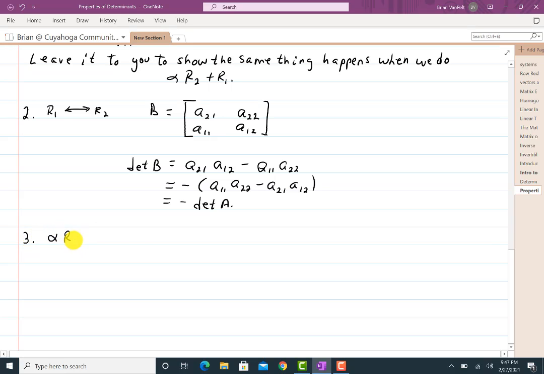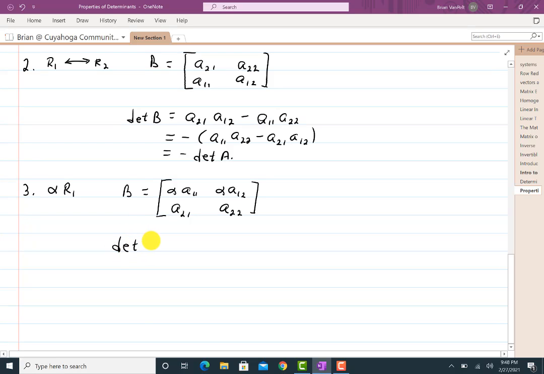So I'll do alpha R1 to produce my matrix B. So I'll get alpha A11, alpha A12, A21, A22.